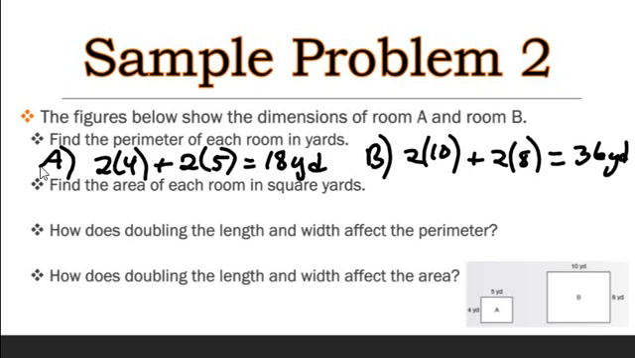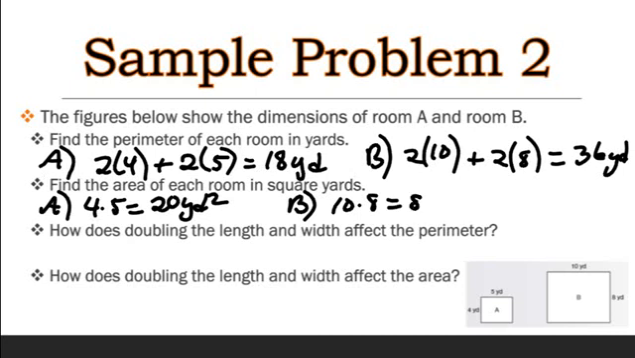Find the area of each room in square yards. So for A, it would be 4 times 5 to give me 20 square yards. And for B, I take my length times my width, so 10 times 8 would give me 80 square yards.